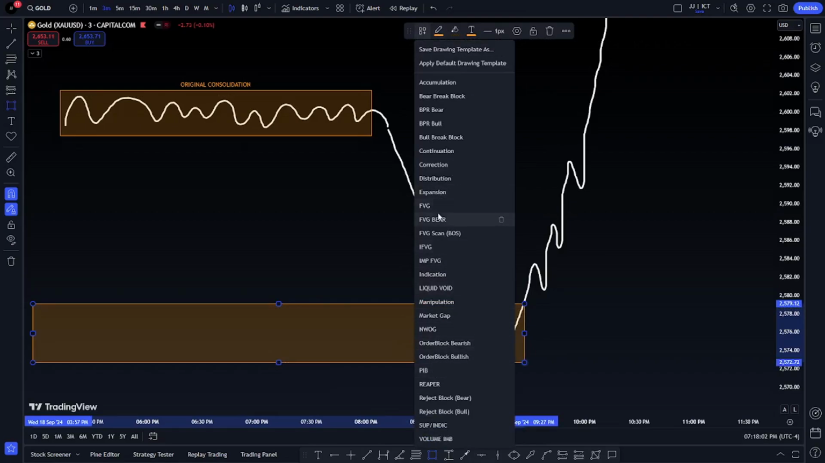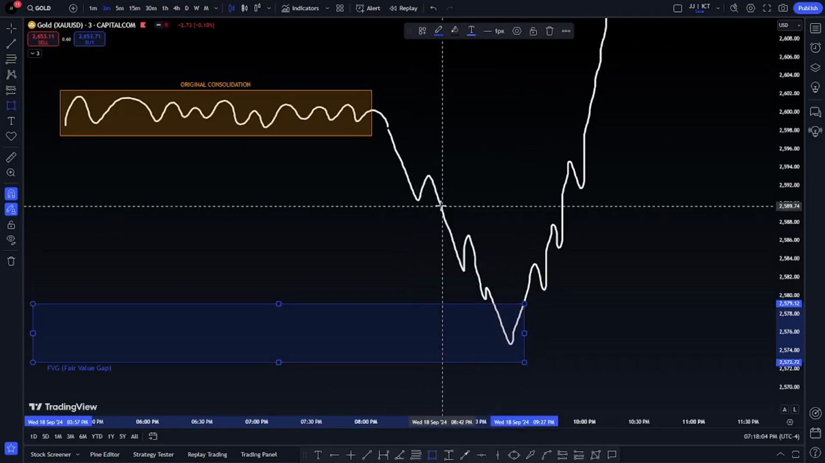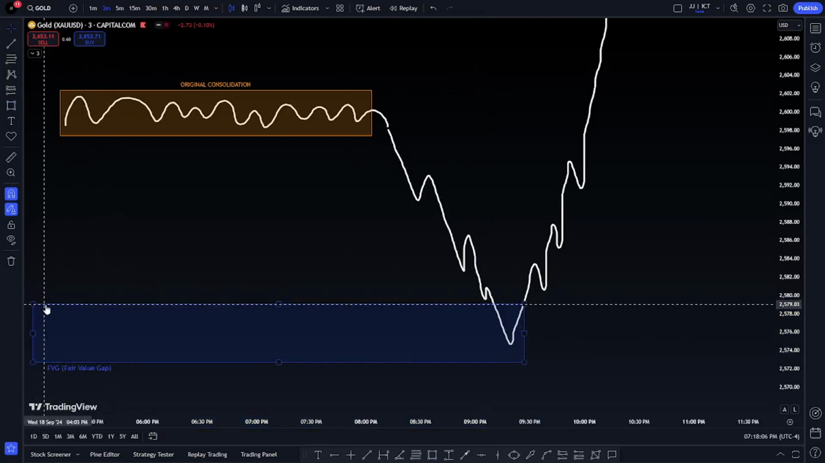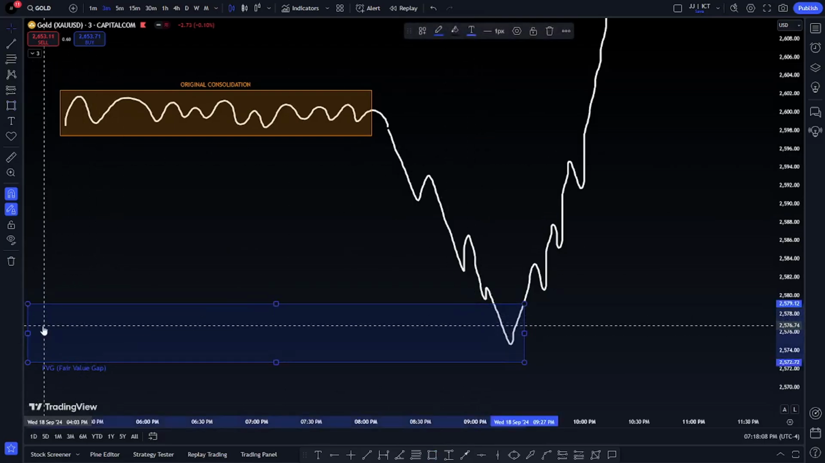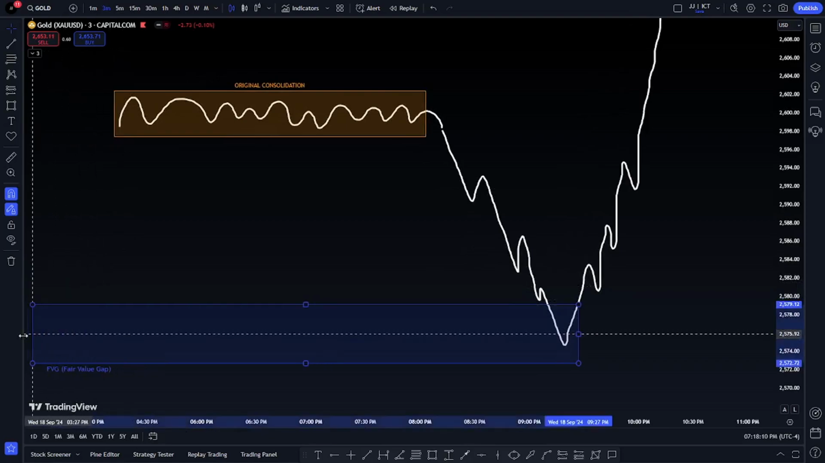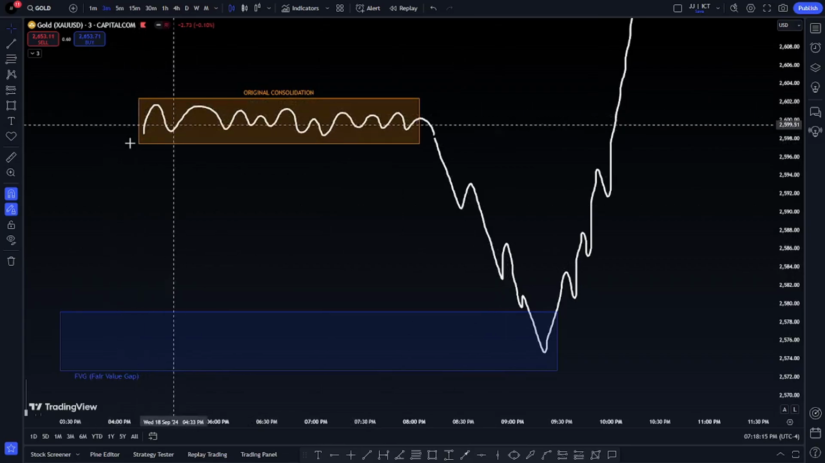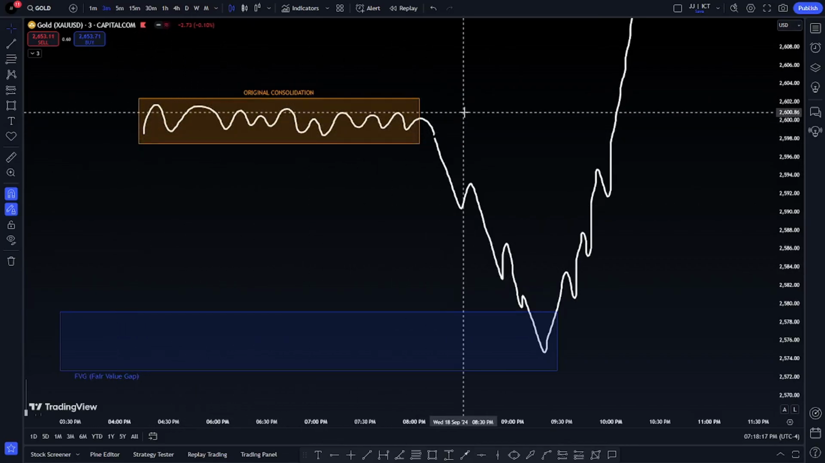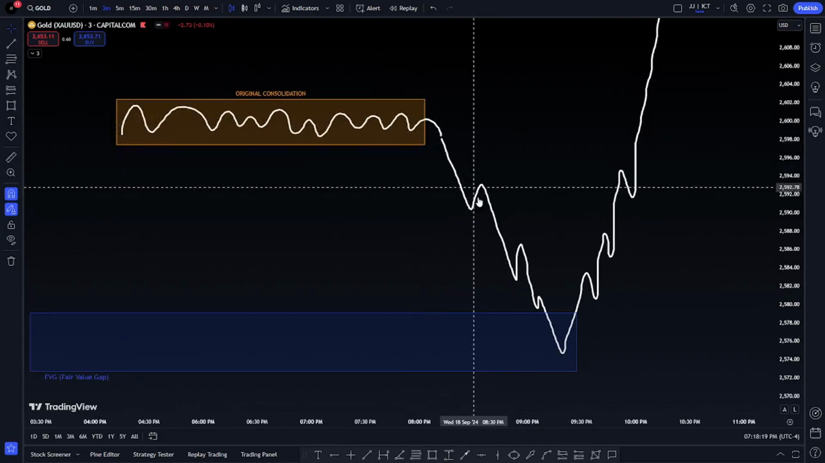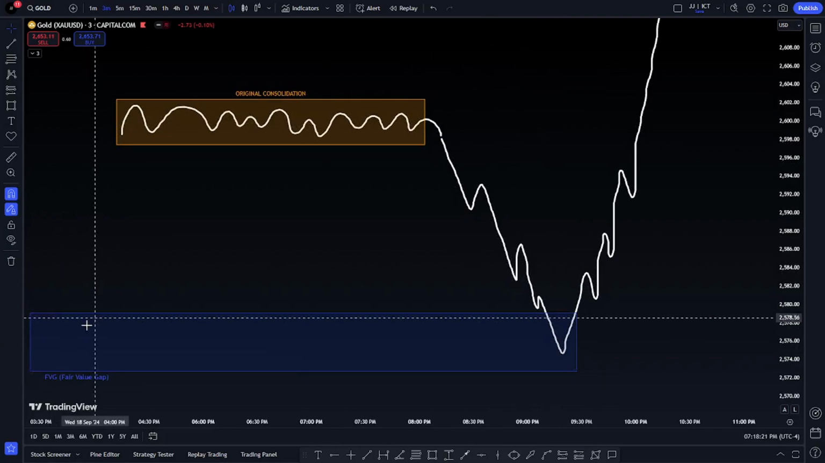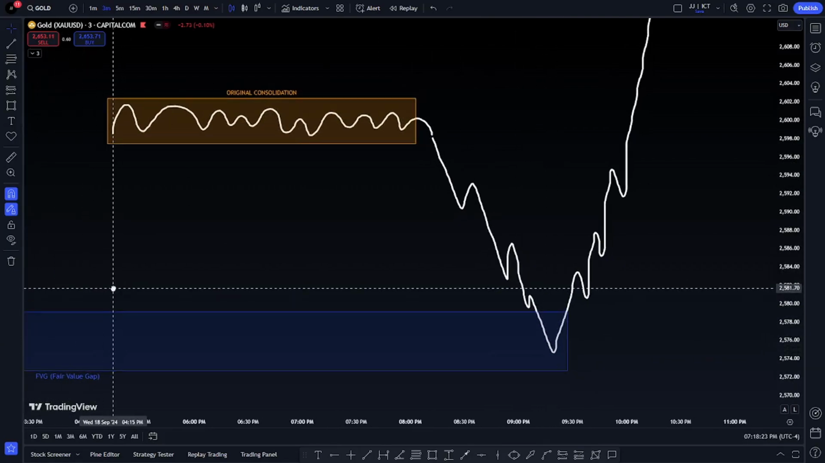It can be anything. Fair value gap, it doesn't matter. So we can say this is like a higher time frame fair value gap all the way from over here. If I can even draw that far out, let's see. Yep. So let's say it's a fair value gap all the way over there. The original consolidation is going to push price down into this higher time frame reference point, or this institutional reference point.